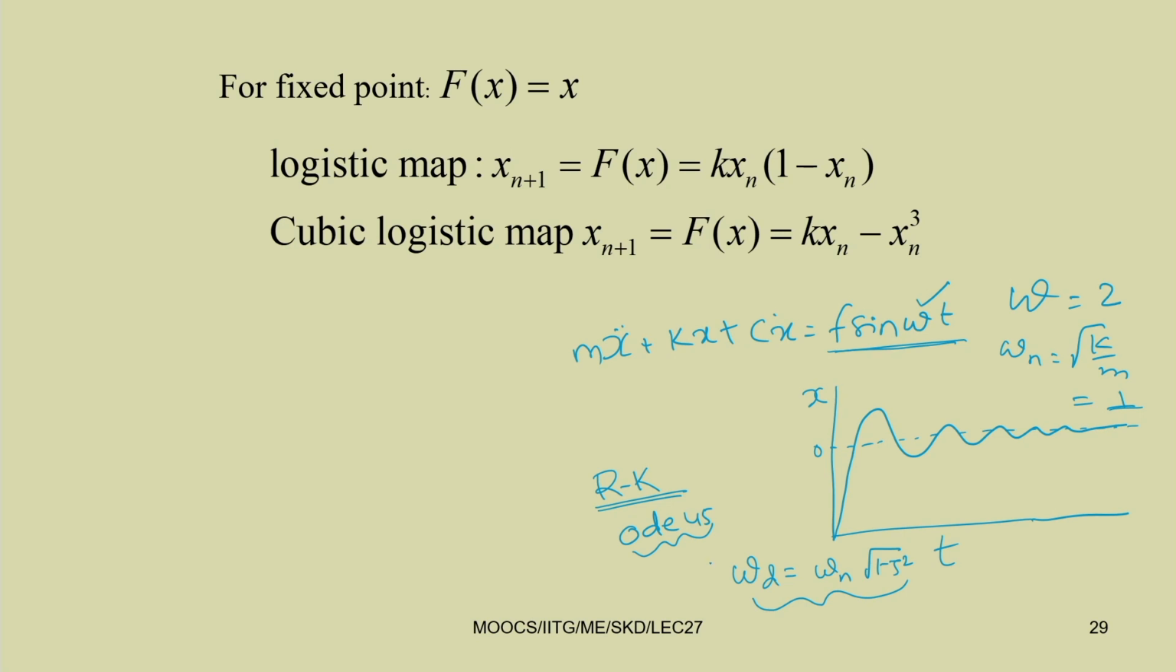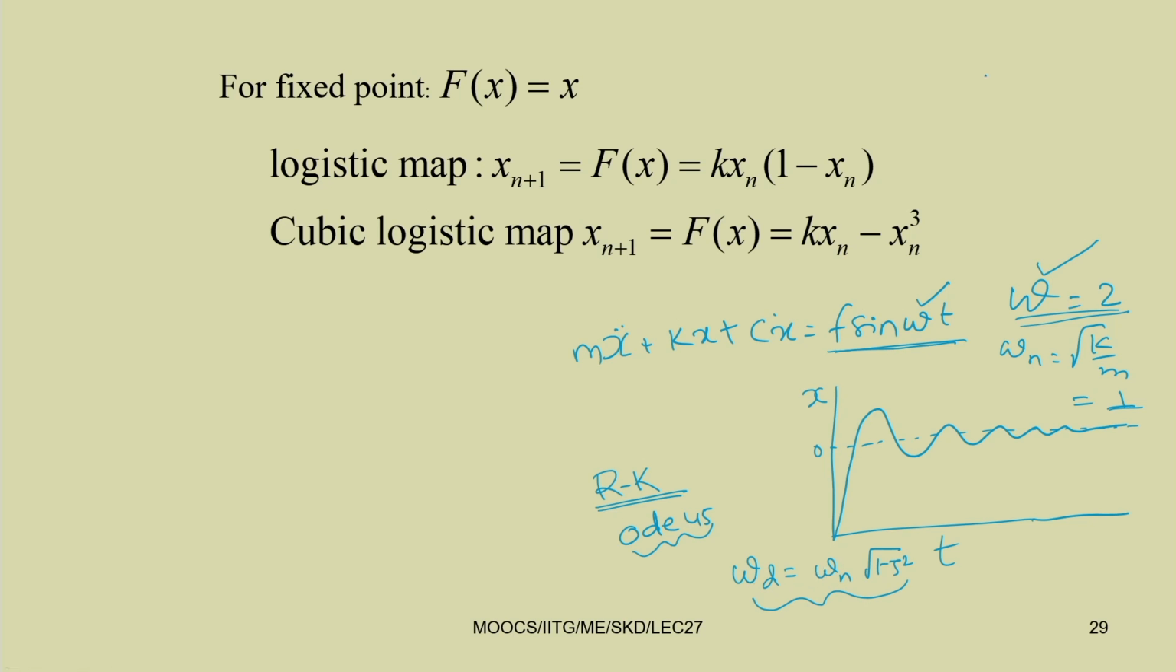So, one frequency will be the damped natural frequency and the other will be the external frequency. It will have a transient part with omega d, and then a particular integral or steady state response with a frequency of 2 radian per second. You will have a periodic response with 2 radian per second as the steady state response, but the general solution will contain two frequencies, omega d and omega.